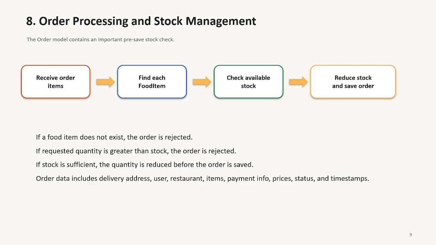If enough stock is available, the backend reduces the available quantity. For example, available stock is 10, customer orders 3, remaining stock is 7. Then order details are saved in MongoDB. The order contains customer information, restaurant details, food item, quantity, delivery address, payment detail, total amount, and order status. This process prevents customers from ordering unavailable food. This also keeps the restaurant's inventory updated automatically. This improves the reliability of the application.